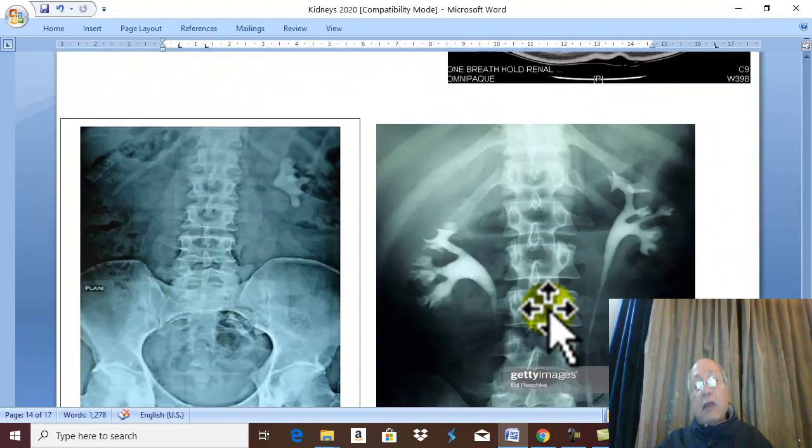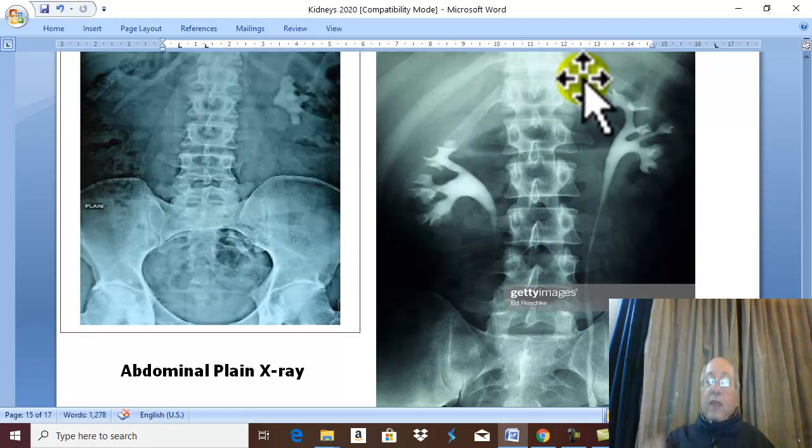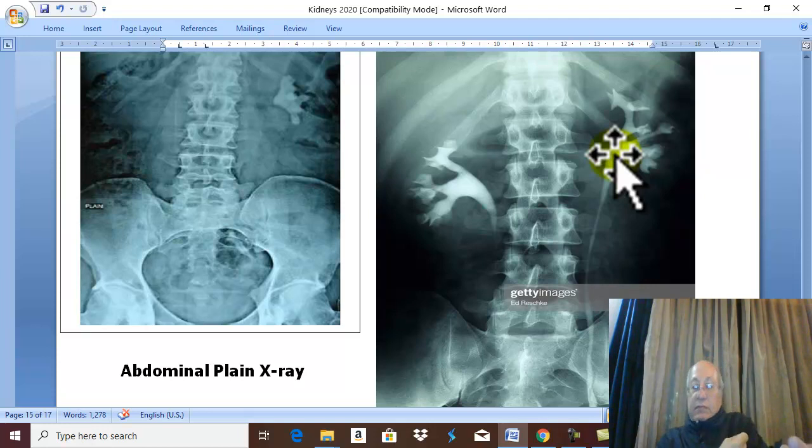We can see the pelvic calyceal system by giving a dye intravenously, and this dye passes in the bloodstream. The kidney excretes the dye in the pelvic calyceal system. This X-ray with dye is called IVP, which is the abbreviation of intravenous pyelography, because it shows pyelo. Pyelo means renal pelvis. It shows the pelvic calyceal system.